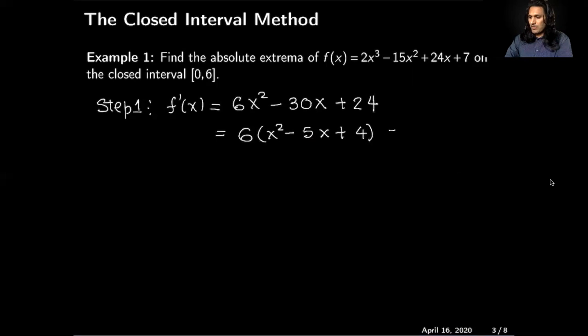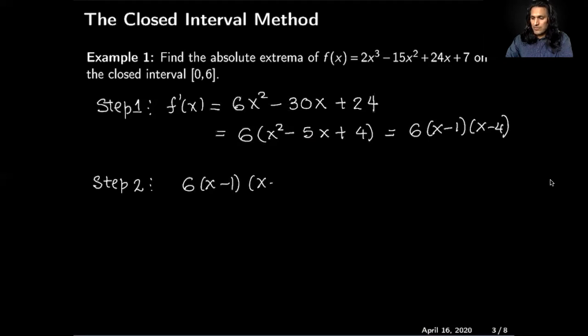And I can factor this polynomial, and I will get the factors x minus 1 and x minus 4. These are the factors of this polynomial. And in step number 2, I will find the critical values. So I will set the derivative equal to 0, 6 times x minus 1 times x minus 4 is equal to 0. This gives me x is equal to 1 and 4. So these are the two critical values of this function. In step number 3, I will compare the y values to find the absolute max and absolute min.